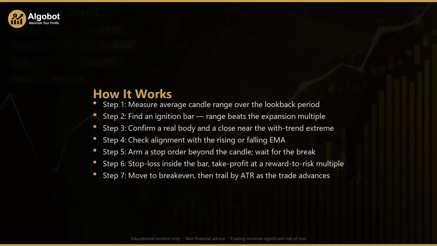The take profit is placed at a reward-to-risk multiple, defaulting to 2-to-1. Finally, once price advances by the break-even ATR distance, the stop ratchets to break-even and then trails by the trail ATR distance, managed on every tick, so a healthy move is protected as it develops.